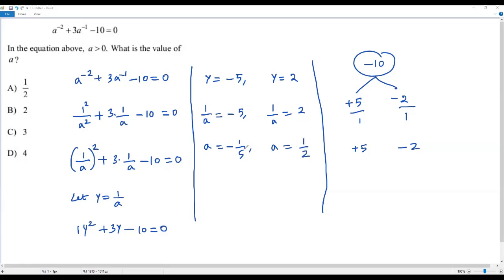Okay, so we get two values for a: a equals negative 1/5 and a equals 1/2. But the question says a is greater than 0. Greater than 0 means positive. Since this one is negative, we can reject it. So finally the value of a equals 1 over 2. We find 1 over 2 in answer choice A. The correct answer choice for this question is A.